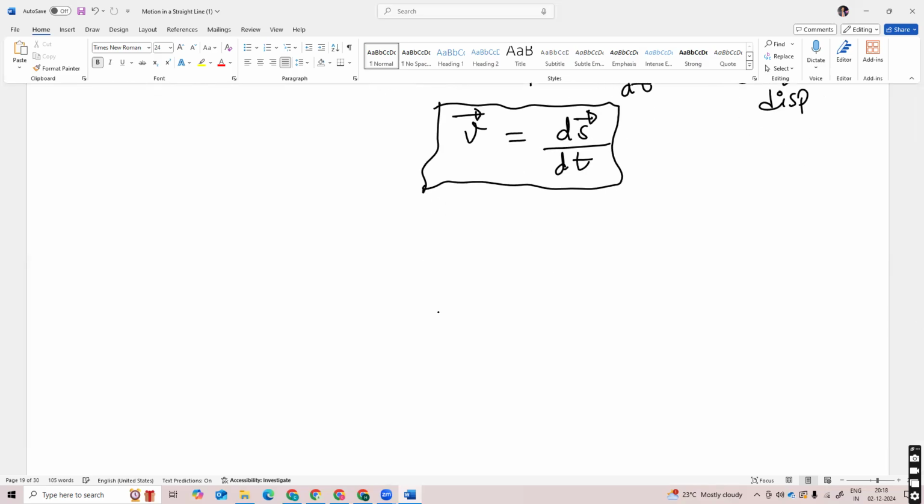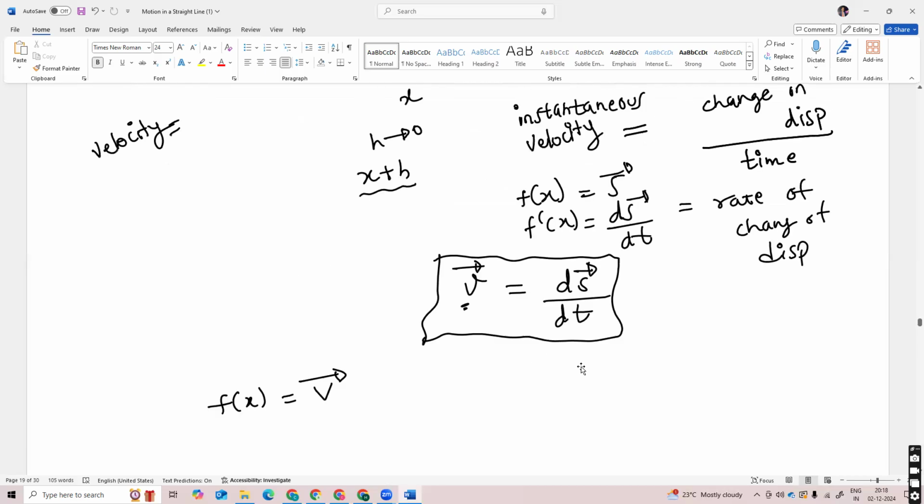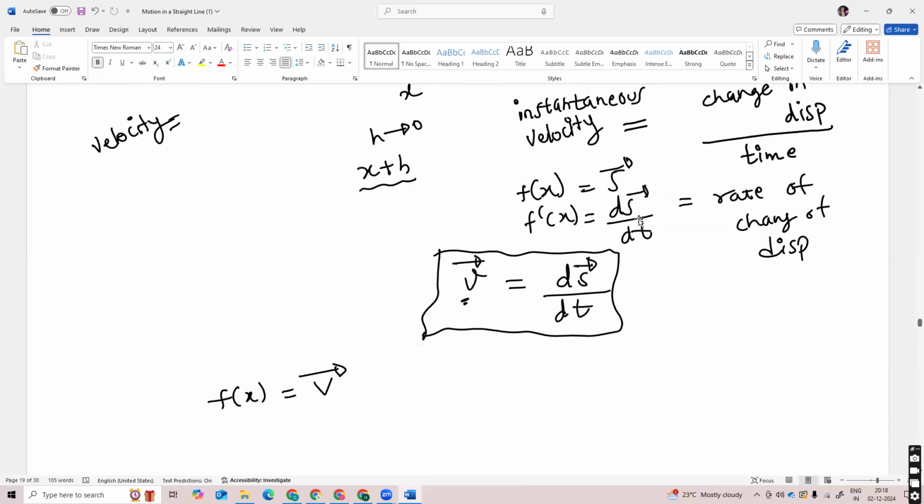Similarly, if you consider acceleration, let's consider f of x as velocity. Velocity is basically the rate of change of displacement, and you know that this is instantaneous velocity. When you find it using differentiation, it is instantaneous, because according to the definition of differentiation, t tends to 0. The time period over which we are calculating the change in displacement is very short, and therefore it is instantaneous velocity.